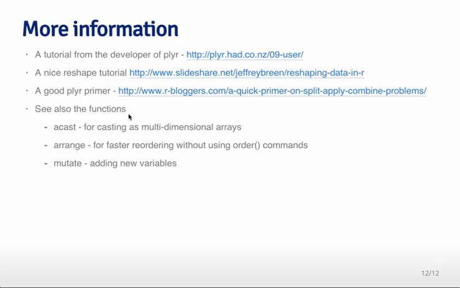Some other functions that you might want to be aware of are acast, which, just like we were using dcast a minute ago to take a melted data set and turn it into a data frame, turns it into an array, possibly multidimensional. And then arrange you can use for reordering data sets without using the order commands like we saw in previous lectures, just like you can use mutate to add new variables. So you can use a combination of ddply and mutate in order to add new variables that are summaries of the previous variables.